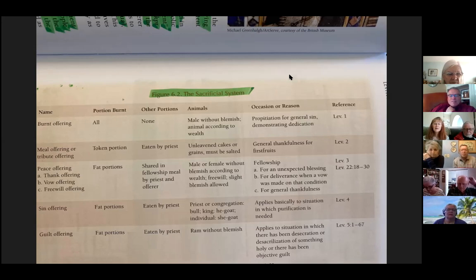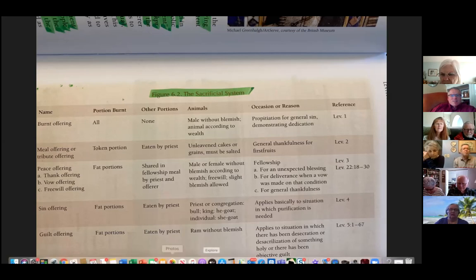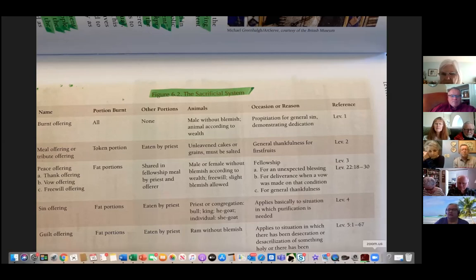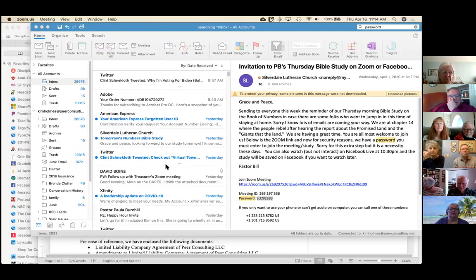Guilt offerings apply to situations where there's been desecration or desacralization of something holy. I like the peace offerings here. I don't know if they had a way to have food otherwise. Interesting. Does it go down further, Kim? No, that's it. That's great. That's a nice summary. So there's all these things that people did, which is cool.